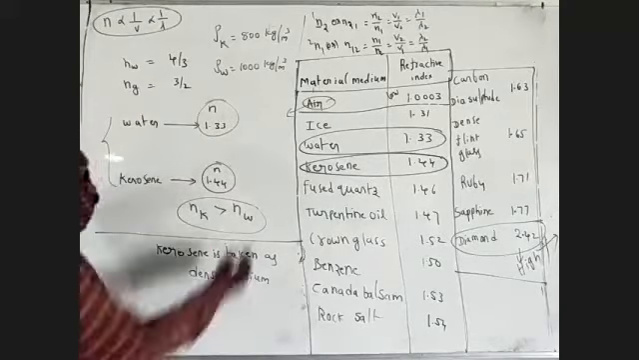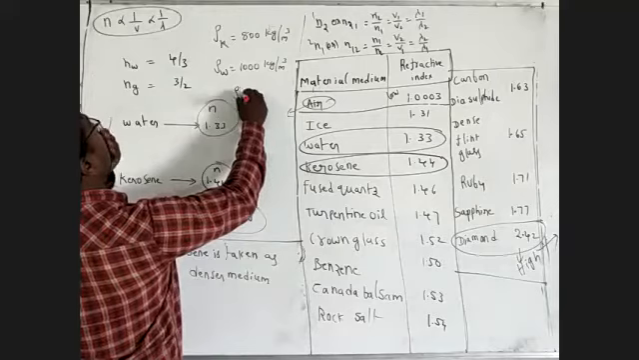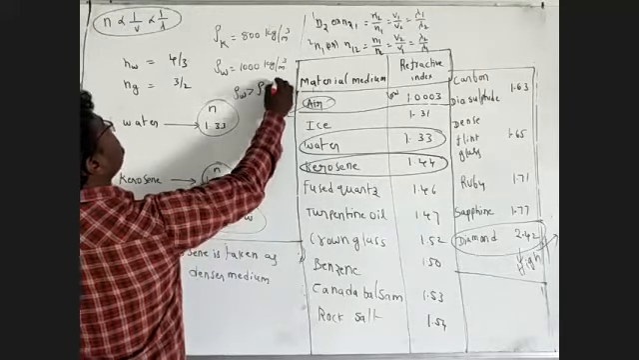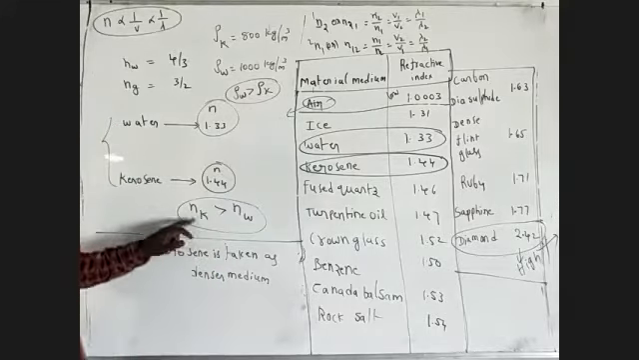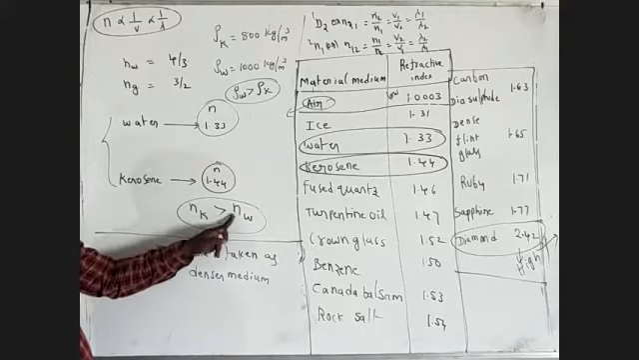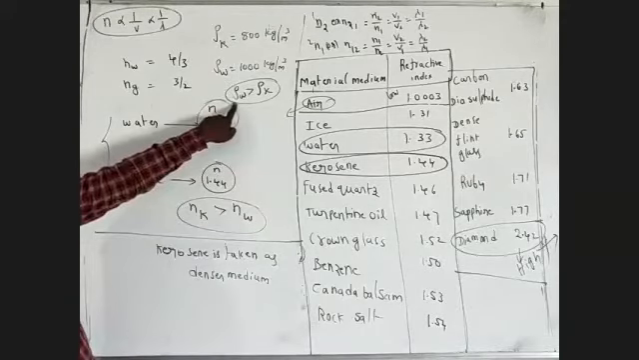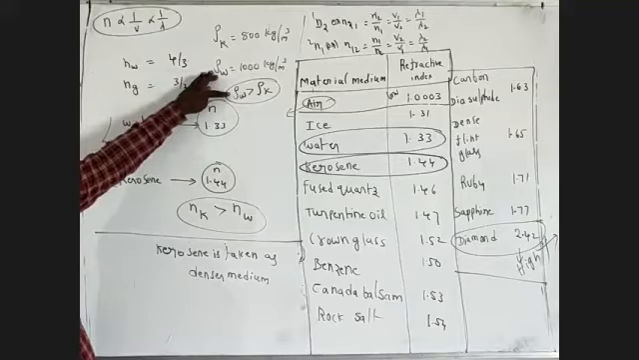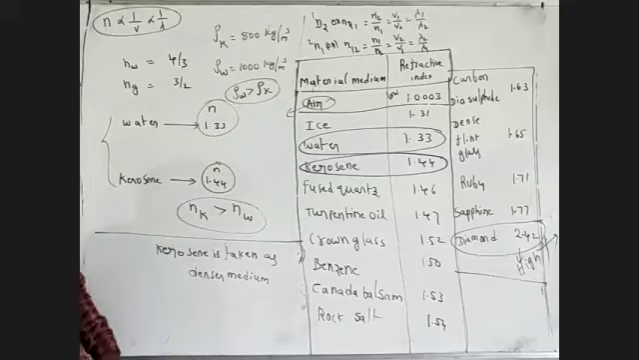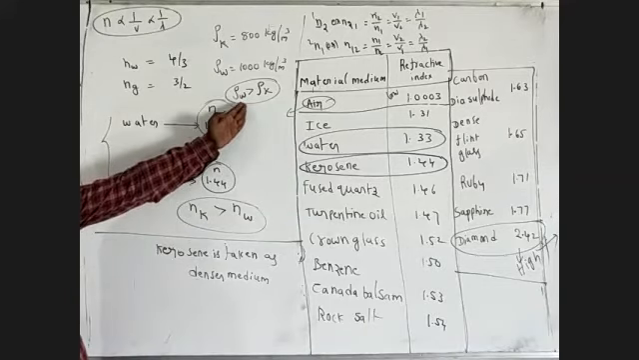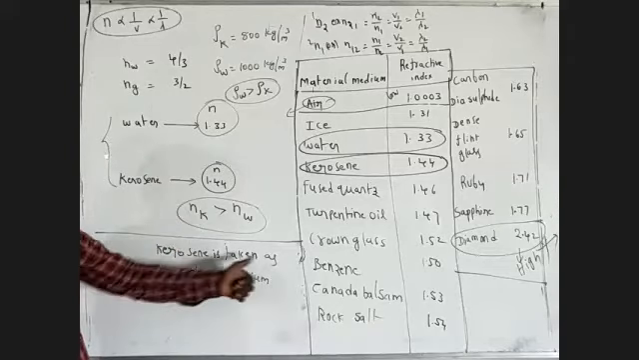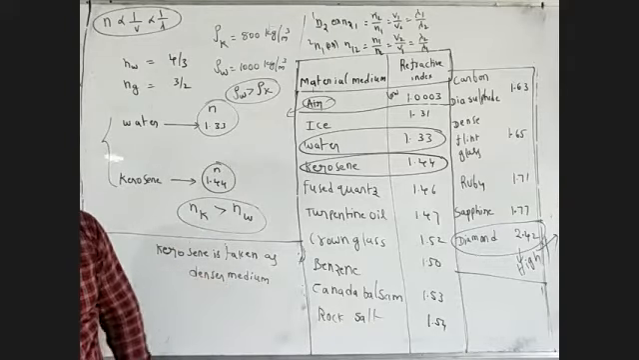Now we will see which one is greater here. The refractive index of kerosene is greater than the refractive index of water. But the mass density of water is greater than the mass density of kerosene. The refractive index is higher for kerosene, but kerosene is taken as a denser medium.